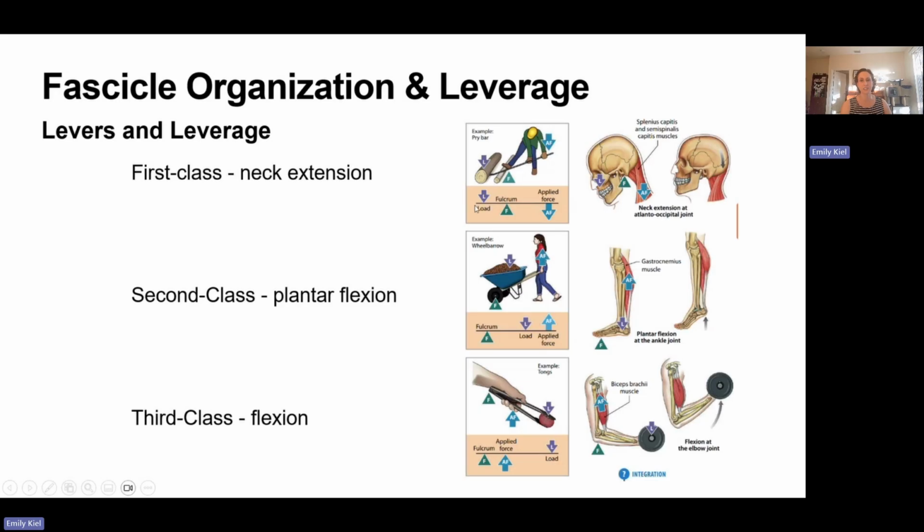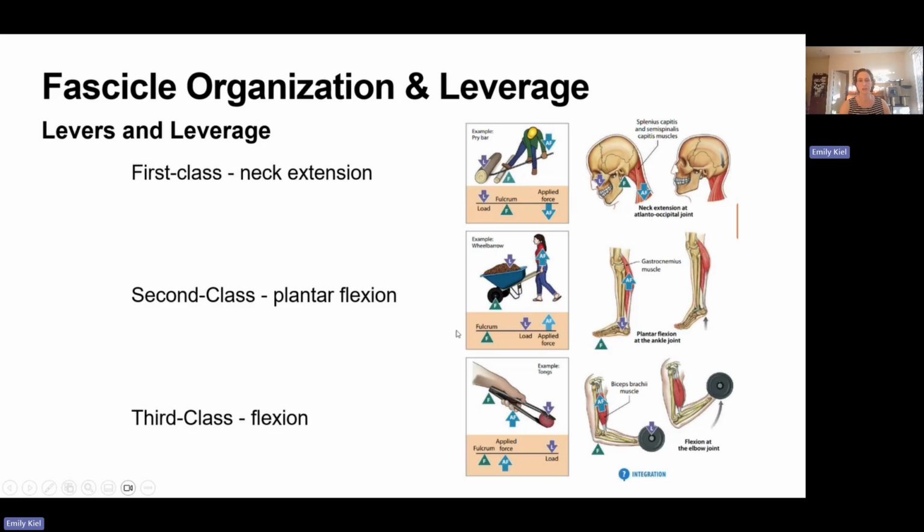If we have a first-class lever, the load and the force are on opposite sides of the fulcrum. And so the example of that is our neck extension. So our fulcrum is right here, kind of near that mastoid process. We've got force that is pulling inferiorly from those splenius capitis and semispinalis capitis muscles, and then that's going to move the load upward, even though it naturally seems to push downward.